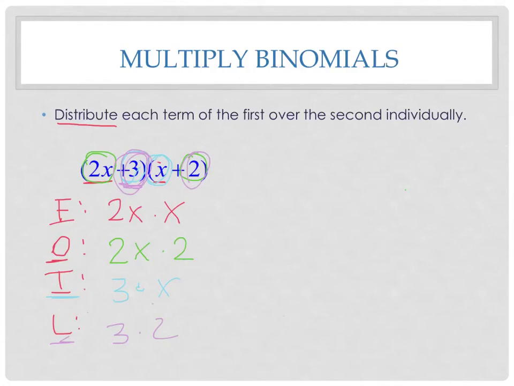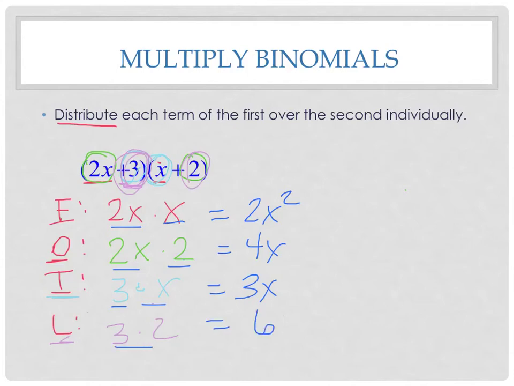So now I can clean this up and see that 2x times x again is 2x squared. 2x times 2 is 4x. 3 times x is 3x. And 3 times 2 is equal to 6. I can combine the 4x and the 3x to get 7x. So then my final answer again is 2x squared plus 7x plus 6.